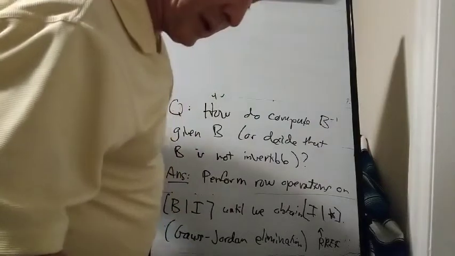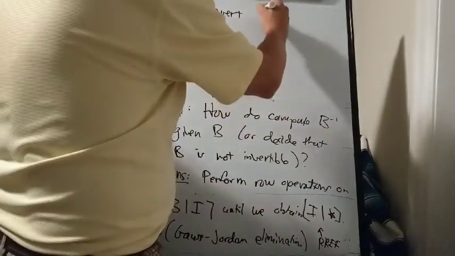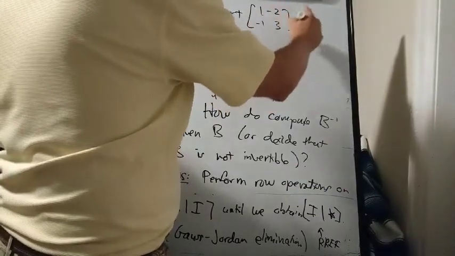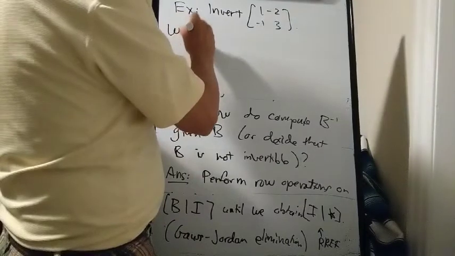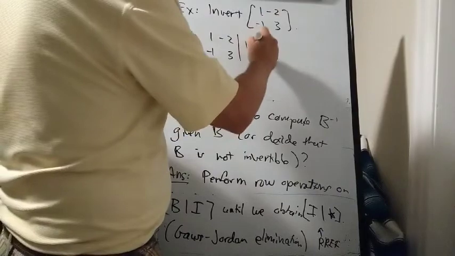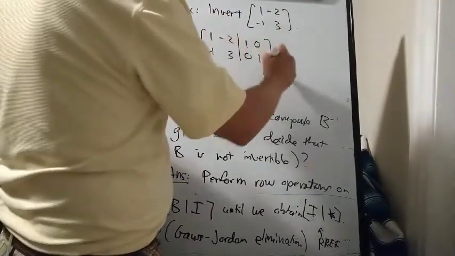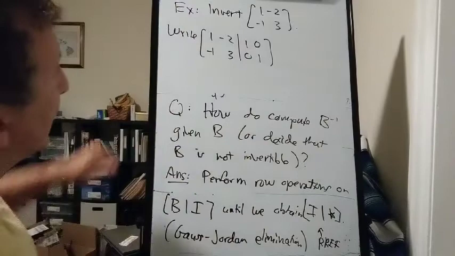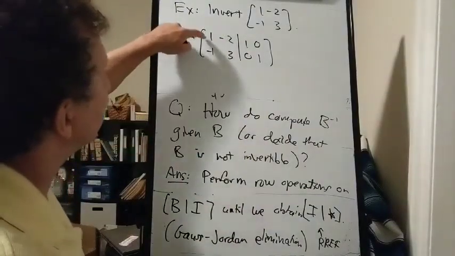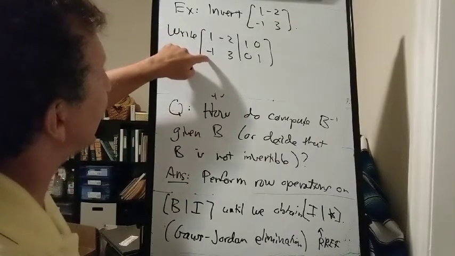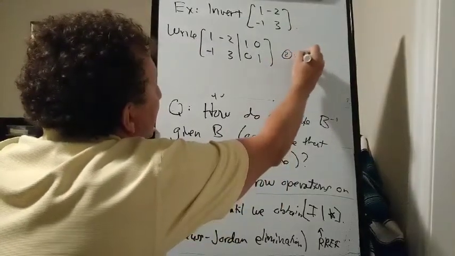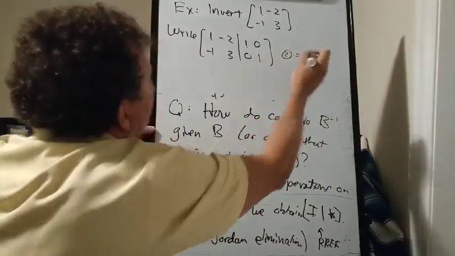Let's say we want to invert the matrix 1, -2, -1, 3. So we write down that matrix with the identity matrix next to it. We want to get a 1 here and a 0 below it, and then a 1 there and a 0 above it. To get a 0 here is pretty easy. We'll just add the first row to the second row. So row 2 becomes row 2 plus row 1.